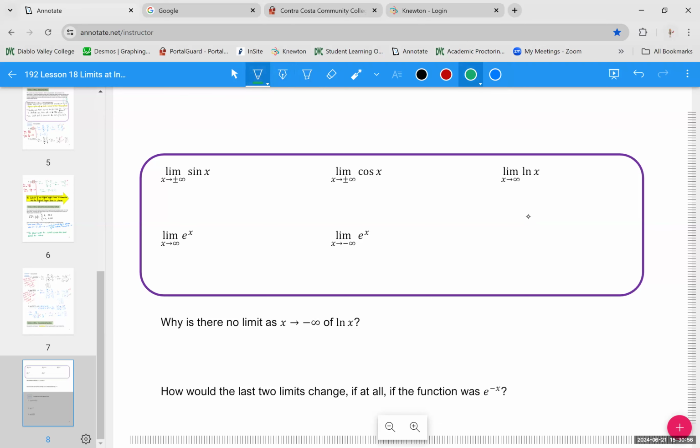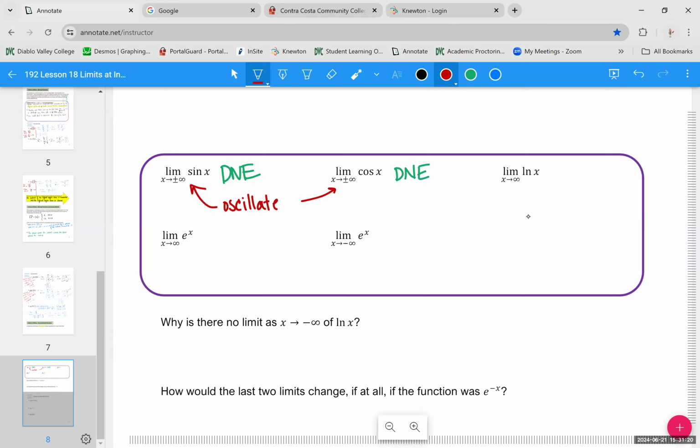Both sine and cosine do not have limits as x approaches either positive or negative infinity because they both oscillate, right? They just go up and down and up and down between 1 and -1 forever. So there's no actual limit that they approach.